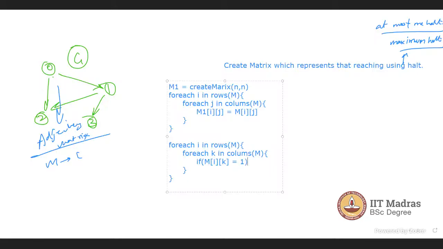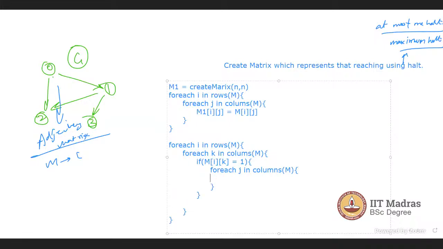If this is 1, then I will try to find, for each J in columns of M, anything you can take because both are the same. In this manner, we have taken rows and columns as the same number, so whatever you say gives the same meaning. Better we say columns because we go from rows to columns. We open this bracket and did not close it, so first let's close this.